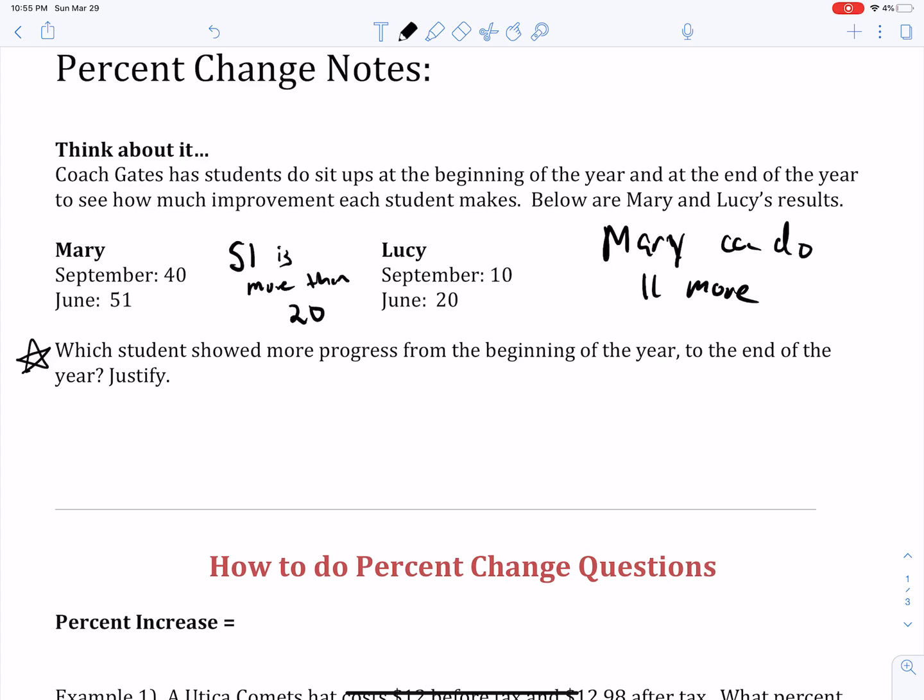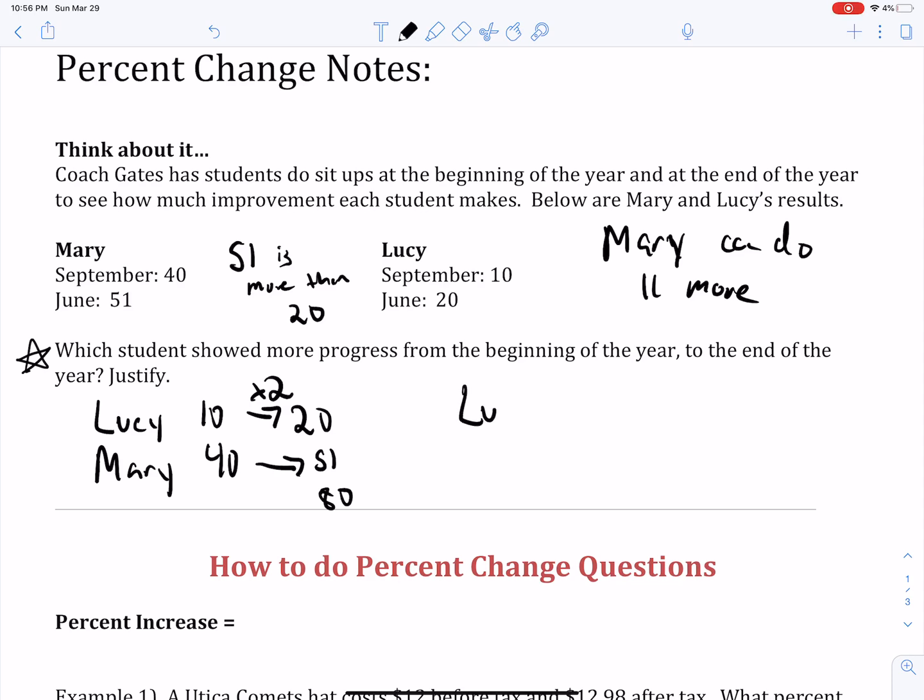And how come? Well, if you look at it, Lucy went from 10 to 20. She completely doubled her total, where Mary was not even close to doubling. She went to 51. If she doubled, she would have been at 80. She did not double her total. She only went up by 11. So she went up by more. She can do more, but she doesn't have what you call the greater percent change.